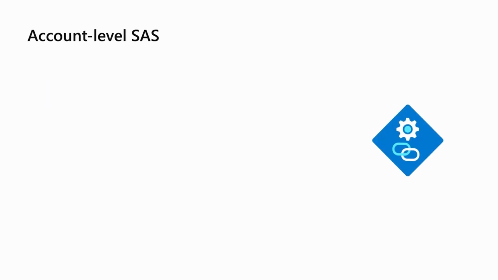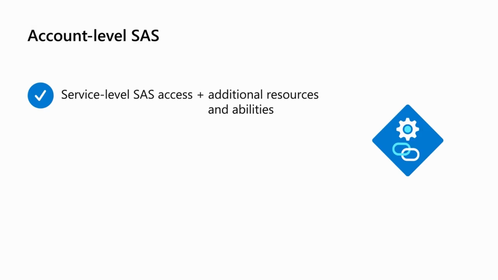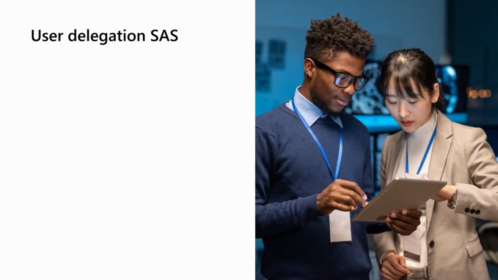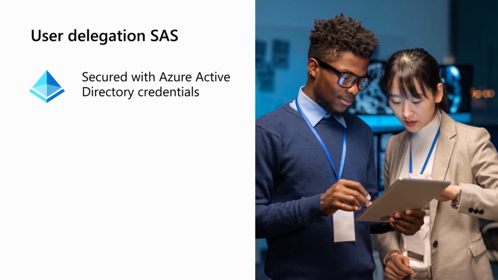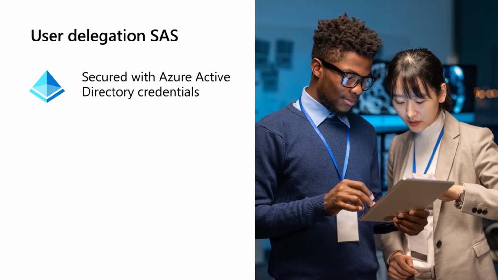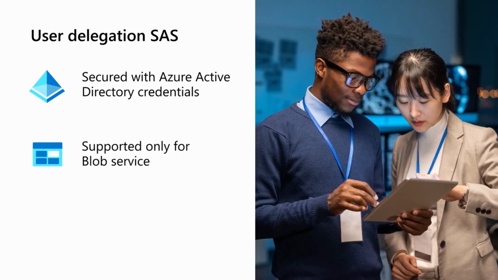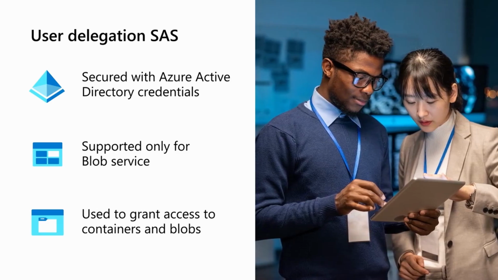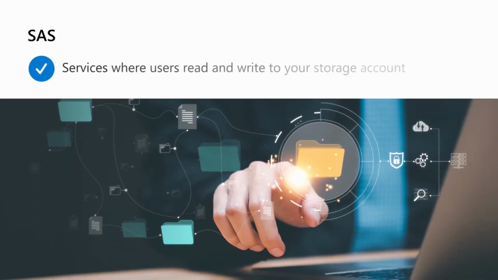An account-level SAS allows access to anything a service-level SAS can allow, plus additional resources and abilities. For example, you can use an account-level SAS to allow the creation of file systems. A user delegation SAS is secured with Azure Active Directory credentials. This type of SAS is supported only for the blob service and can be used to grant access to containers and blobs. You would typically use SAS for a service where users read and write their data to your storage account.